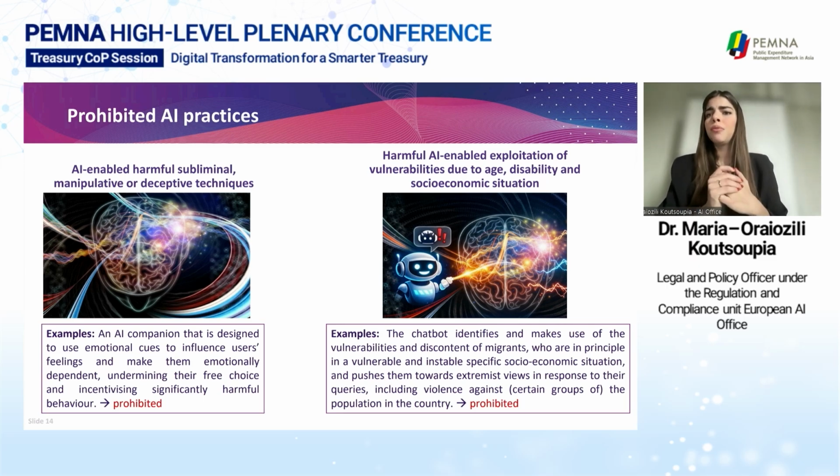Another example is the harmful AI exploitation of vulnerabilities due to age, disability, or socioeconomic situation. In age, you can put kids, or you can put the elder people who cannot really distinguish between AI or real human interaction. So it's chatbots that make use of vulnerabilities of migrants, let's say, or people generally who are in a specific socioeconomic situation, and trying to manipulate them into specific views, extremist views, or other harmful behavior. These are prohibited practices. Next slide, please.